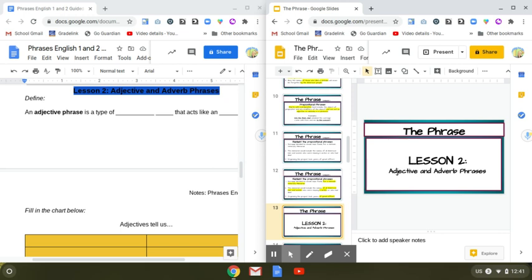Hi everyone, this is going to be a continuation of our lesson on phrases. This is going to be lesson number 2. So please make sure you have split your screen or printed out your guided notes with a pen and paper on the side. If you did not print them out, you can go ahead and of course fill them out here on your screen using the split screen method that I've taught you before.